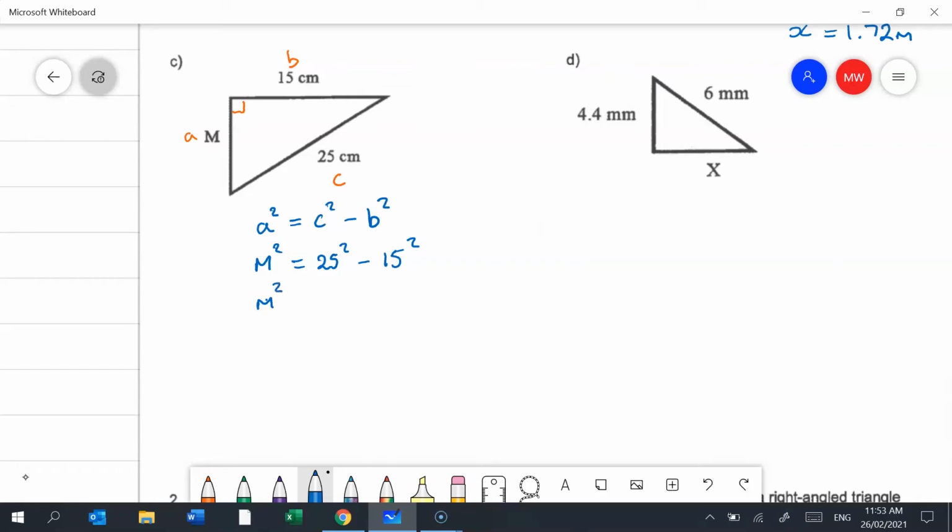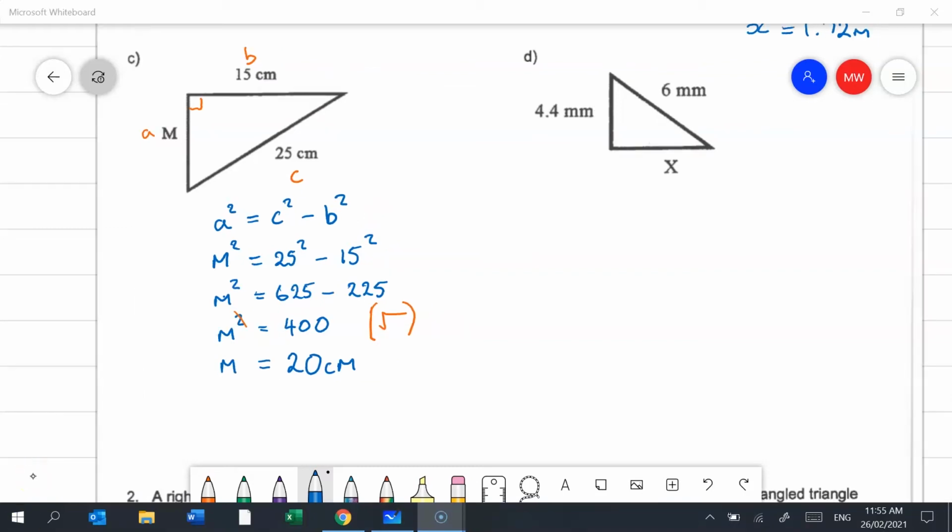We've still got m squared, we've got 25 squared, which is 625, and we've got 15 squared, which is 225. So now we've got m squared, and that is 400. And we switch over to the balance method, because we know that the opposite to squared is to square root both sides. And so we'll be left with m equals 20. Not forgetting our units, which are centimetres.